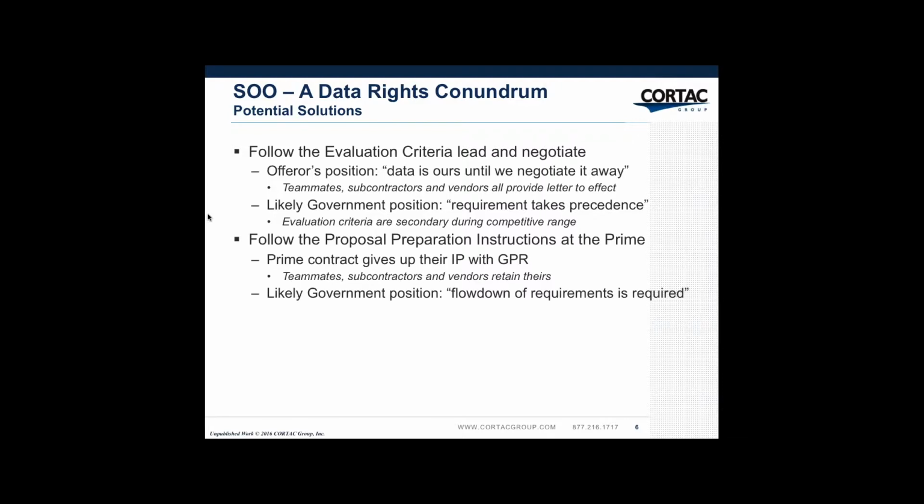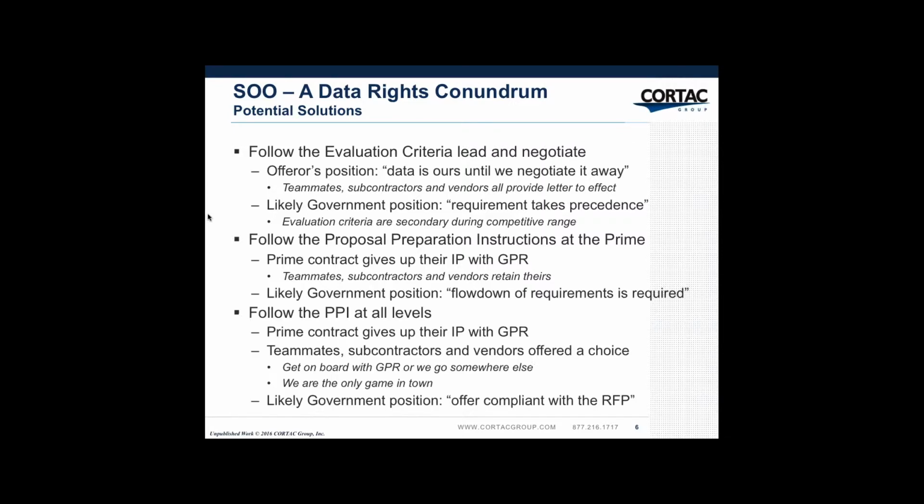Another alternative is you can say, hey, we're going to follow those PPI instructions at the prime level only. The prime contractor says, anything we do, we will give up. However, the teammate subcontractors and vendors retain theirs. The likely government position would be, hey, the flow down of requirements is required. After all, that's what the prime contractor generally does. Those specific requirements that have to be flowed down should be flowed down, and the government's position likely could be that the requirements flow down is required.